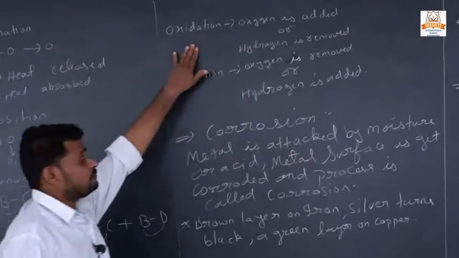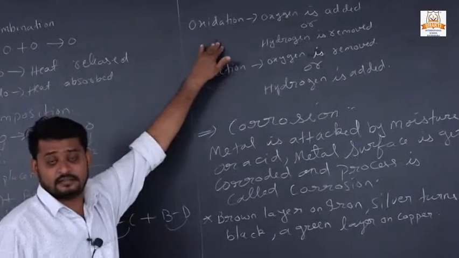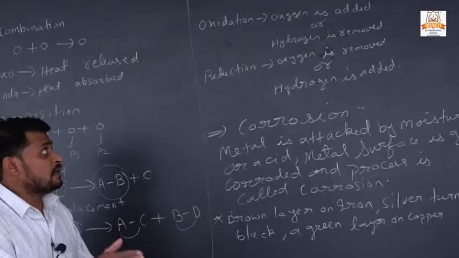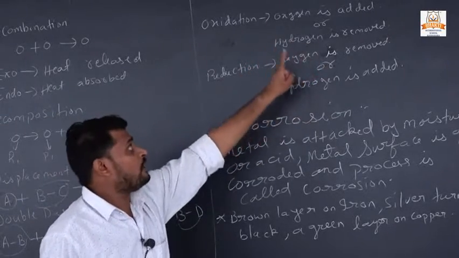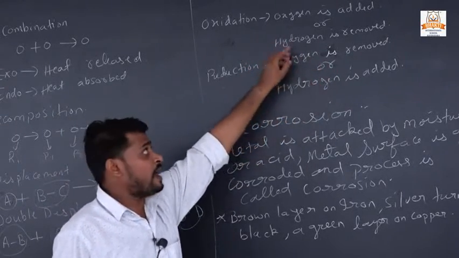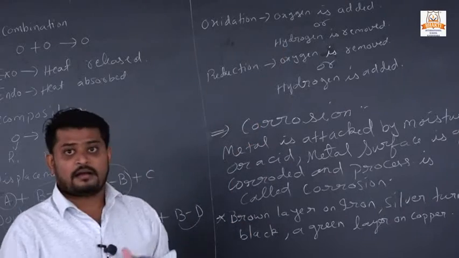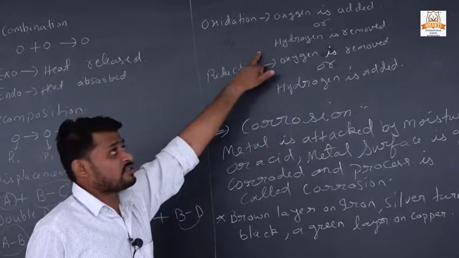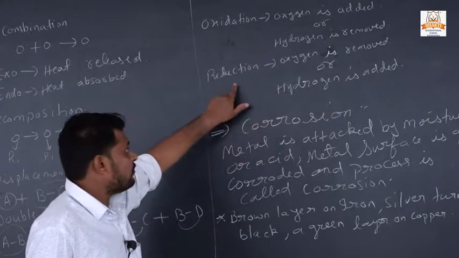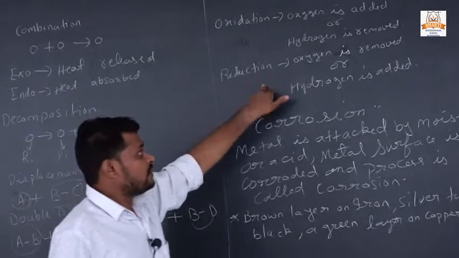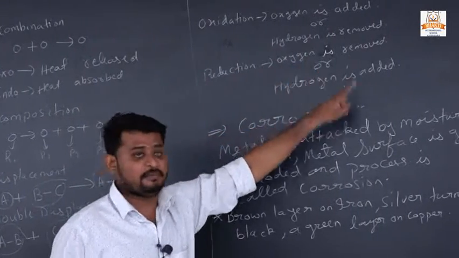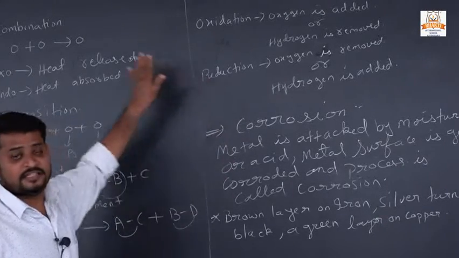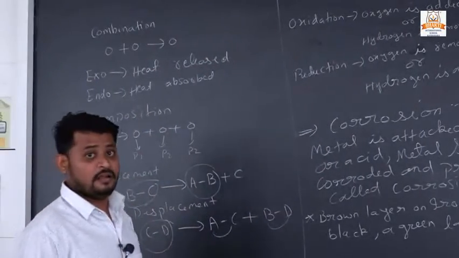Then our sixth topic, oxidation. What happens in oxidation? Which reaction is called oxidation? In which reaction oxygen is added or hydrogen is removed? If in a reaction oxygen is added, then it is called oxidation. If hydrogen is removed, then it is also called oxidation reaction. Now reduction, seventh topic. What is reduction reaction? Oxygen is removed and hydrogen is added. Now understand, this is the short form to learn types of chemical equation.